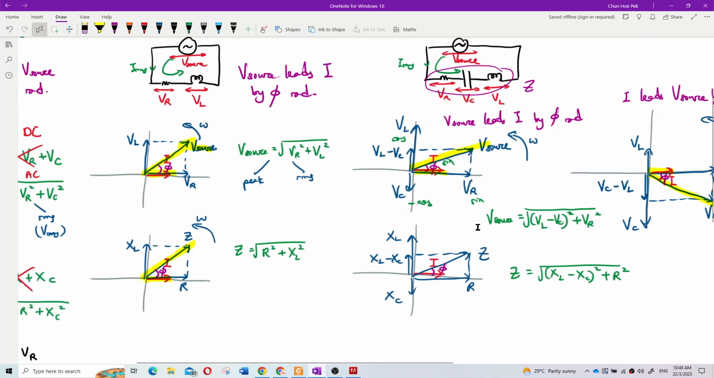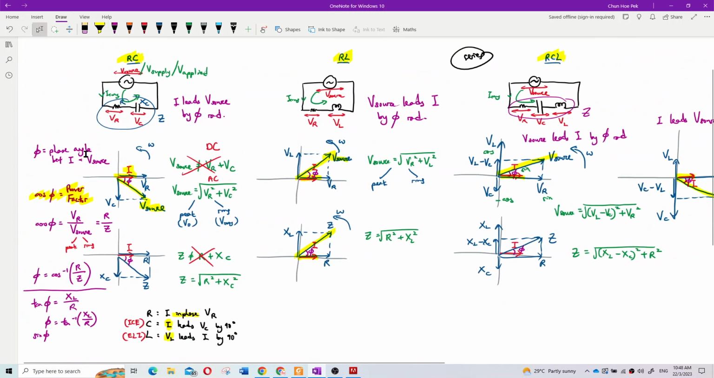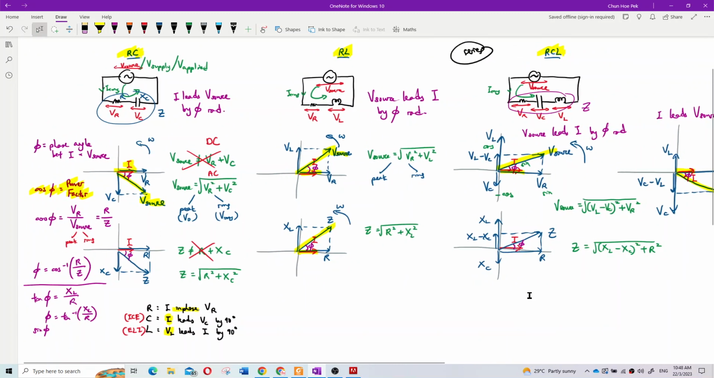So the power factor: you want to find phi, the phase angle between I and V source. You use cos phi. It's the same thing. For this diagram also, it is R over Z. Cos phi is R over Z also. Adjacent over hypotenuse, isn't it? R over Z. Correct or not, class?